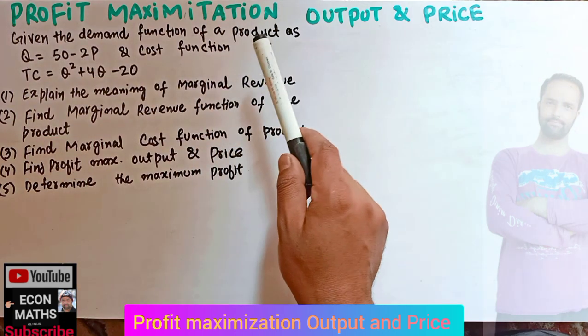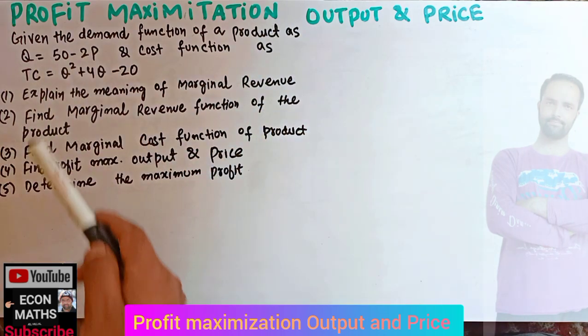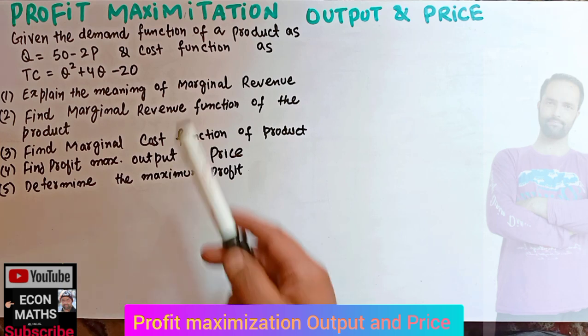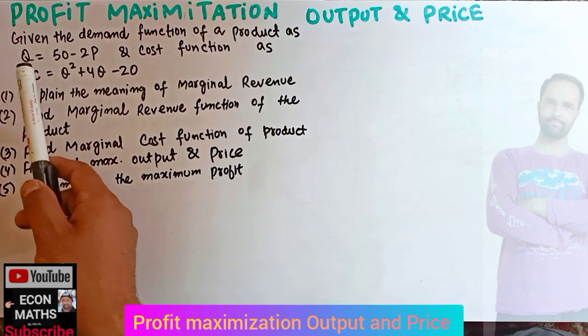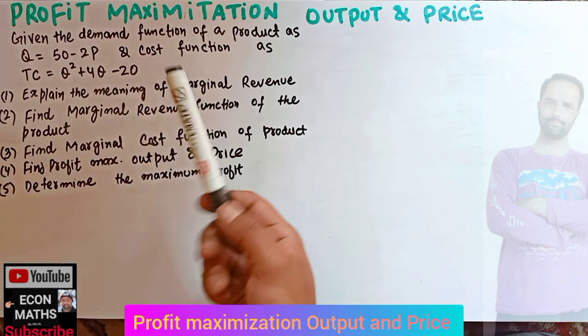We are given the demand function of a product: Q is equal to 50 minus 2P. Q is the output and P is the price. And the cost function is also given as TC is equal to Q square plus 4Q minus 20, where Q denotes the output.